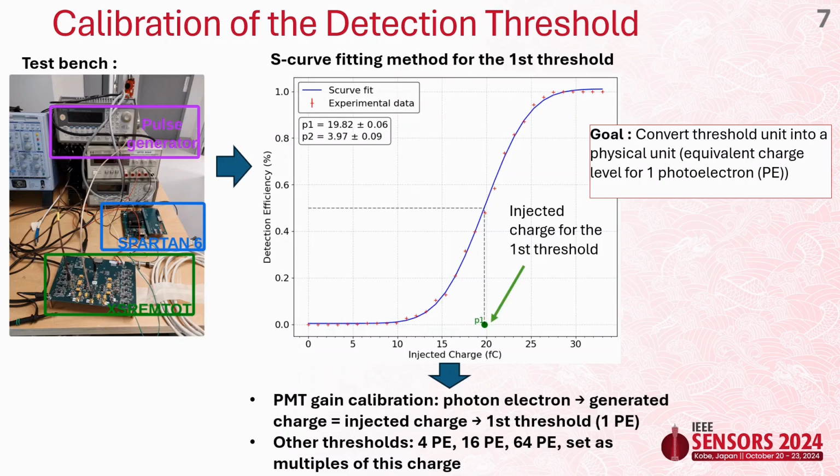So the PMTs are calibrated so that the detection of 1 photoelectron corresponds to this injected charge. And this sets the first threshold at 1 photoelectron, acting as a veto between noise and scintillation signals. And the other thresholds are set at multiples of this injected charge, at 4, 16, and 64 photoelectrons.